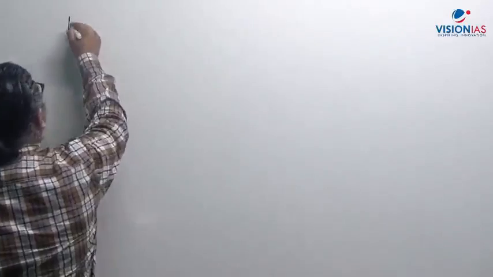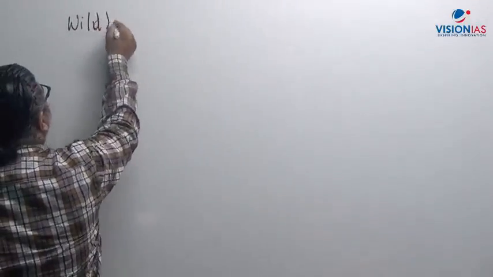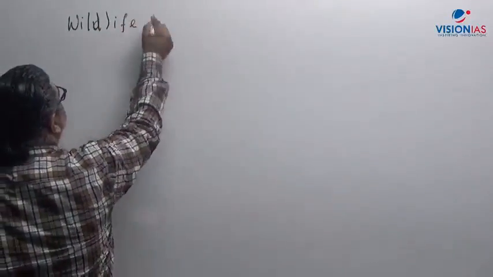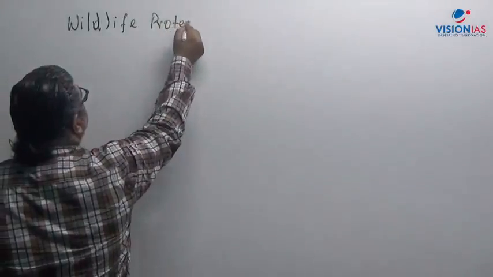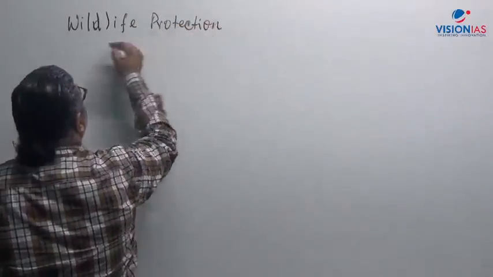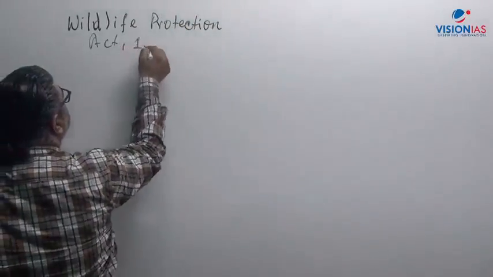So now I'm coming to a very important part. I've said that I'll come to the in situ part of biodiversity conservation. So let us understand here. We have laws in India. This law we will get into in more detail. It's the Wildlife Protection Act. This act was the Wildlife Protection Act 1972.